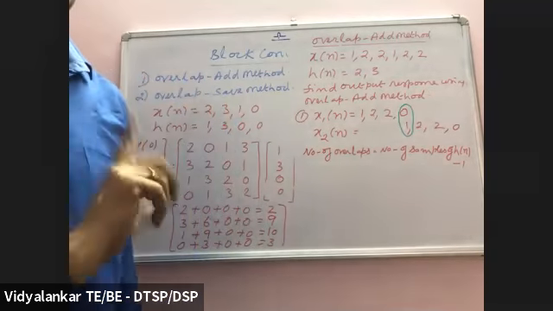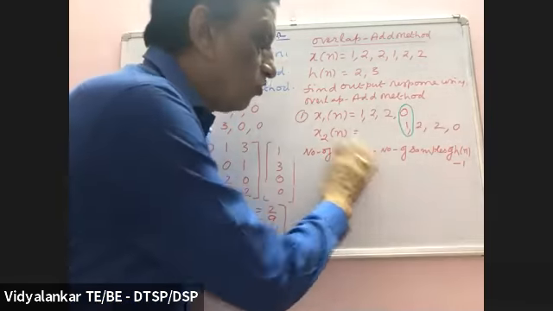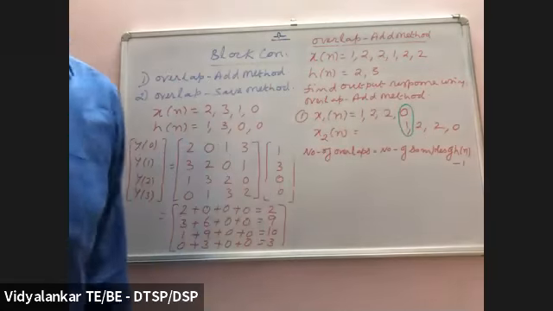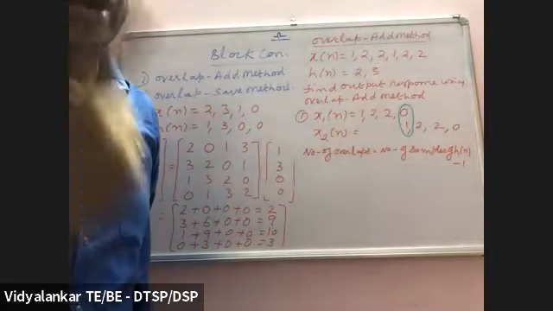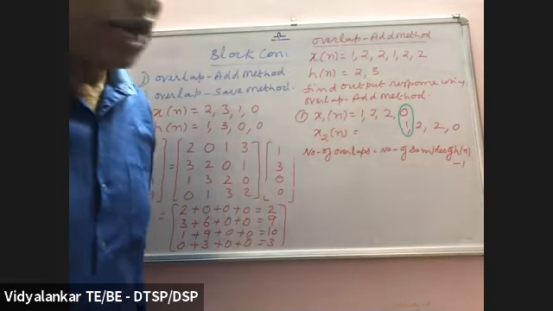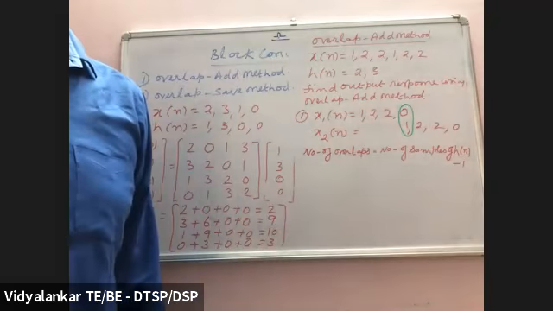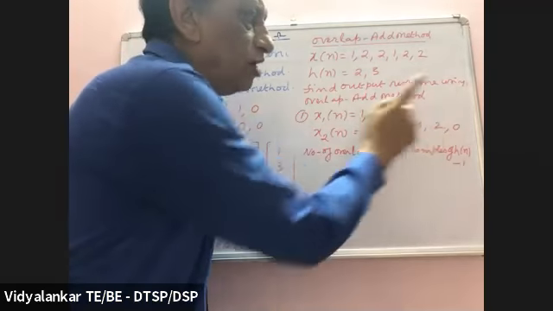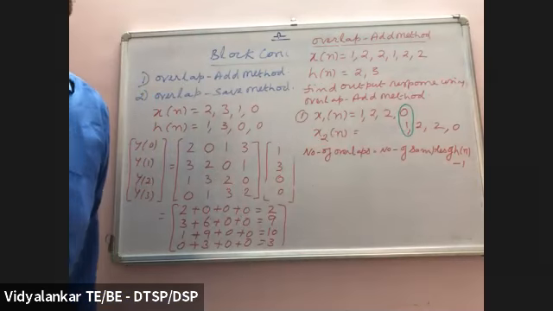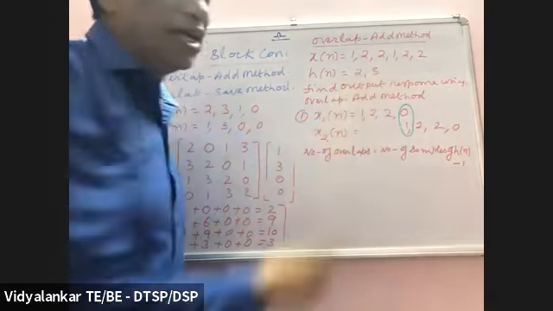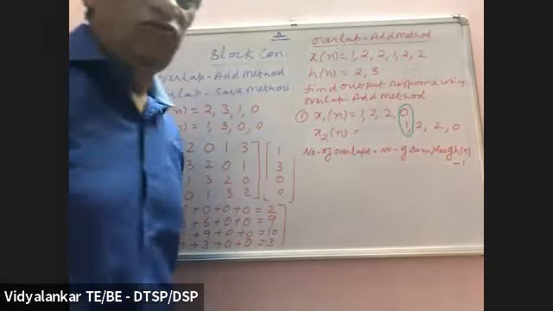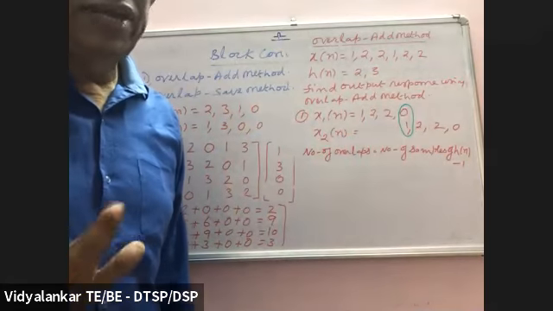Any doubt about this overlap, please ask me. What is the formula? Number of overlaps equals number of samples given in h of n minus 1. If 2 are given, then 2 minus 1 is 1 overlap. If 3 are given, 3 minus 1, there are 2 overlaps. The overlap is the number of zeros you have to add in x1 and x2. 1 overlap means 1 zero we will add, so that between x1 and x2 there will be 1 overlap. If 3 samples are given, then 2 overlaps, so 2 zeros we will add here and 2 zeros here. Then between x1 and x2 we have 2 overlaps.